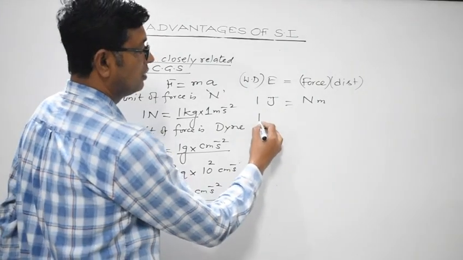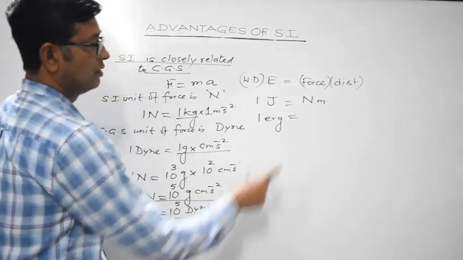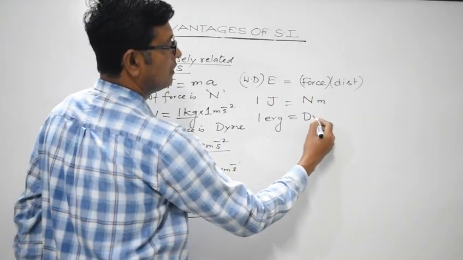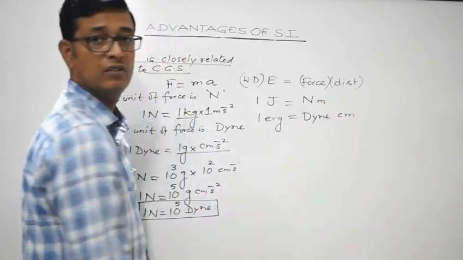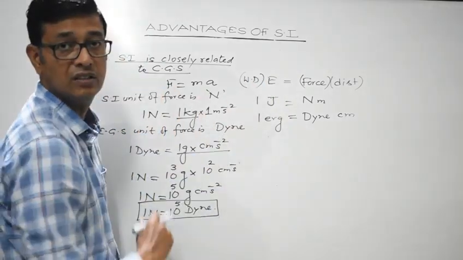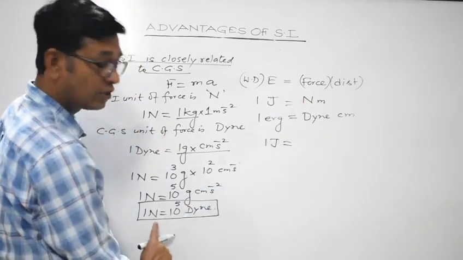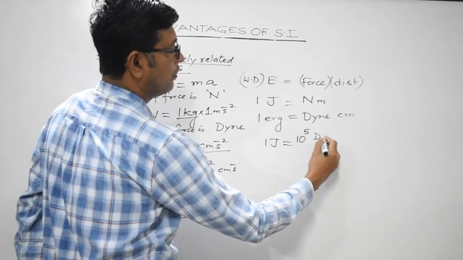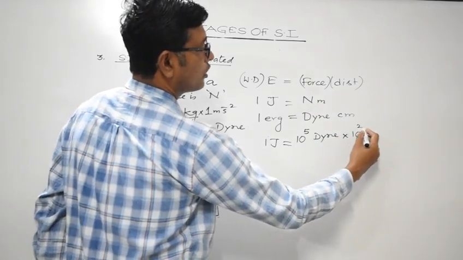Now what about CGS unit? It is erg, and it is dyne into centimeter. CGS unit of force, just now we have discussed, it is dyne, and CGS unit of distance, it is centimeter. Now we can easily get the relationship between joule and erg. 1 joule is equal to 1 Newton, and 1 Newton, as we discussed in the earlier section, it is 10 raised to power 5 dyne. Multiplied by 1 meter, as you are aware, it is 10 raised to 2 centimeter.